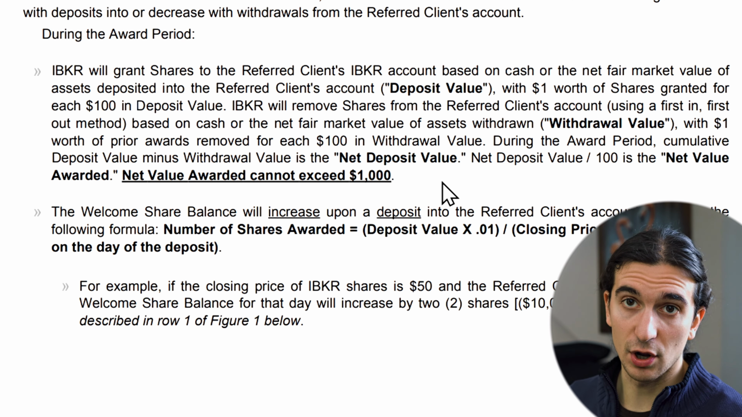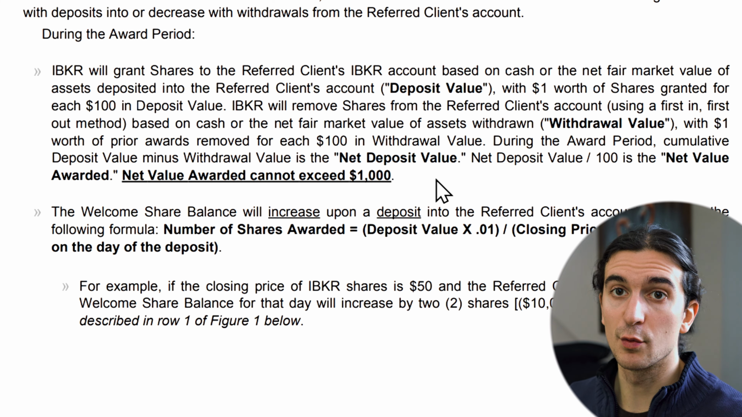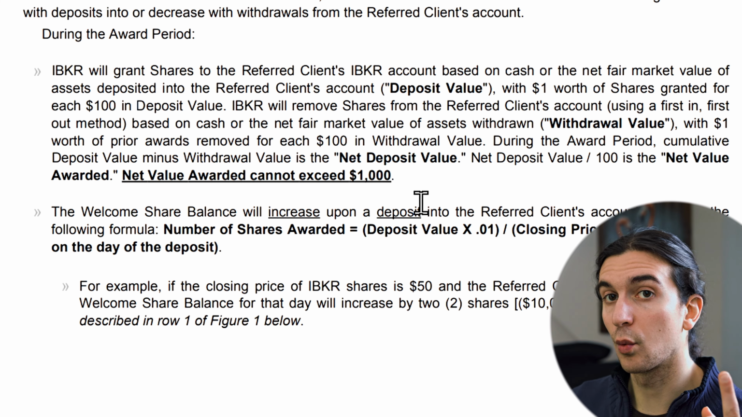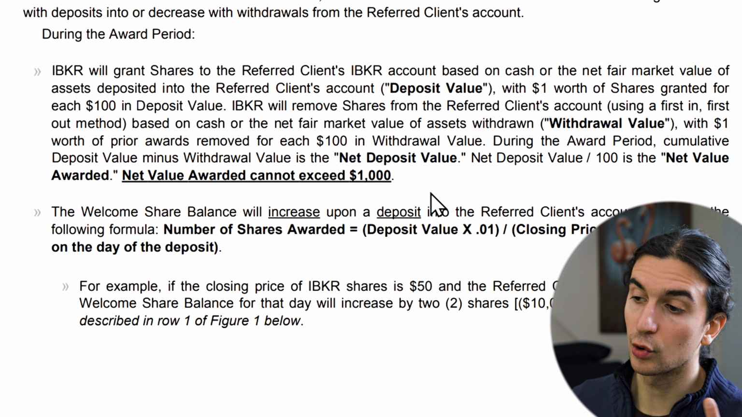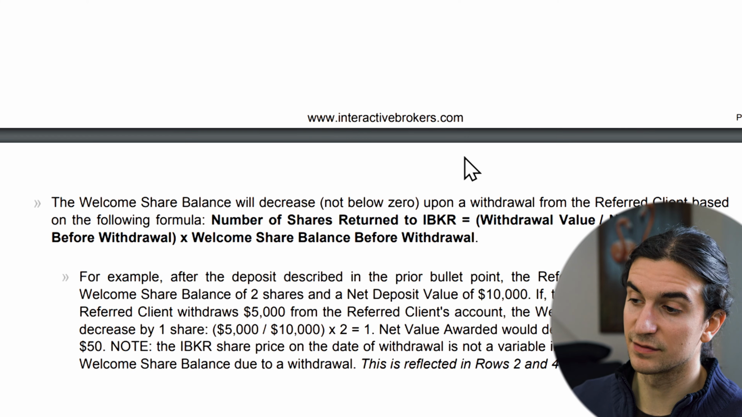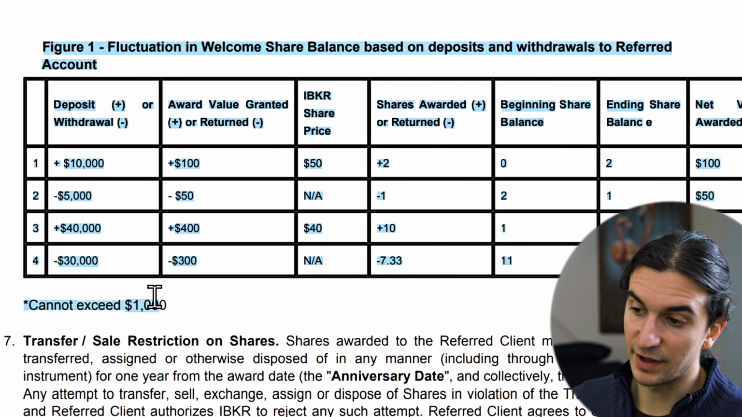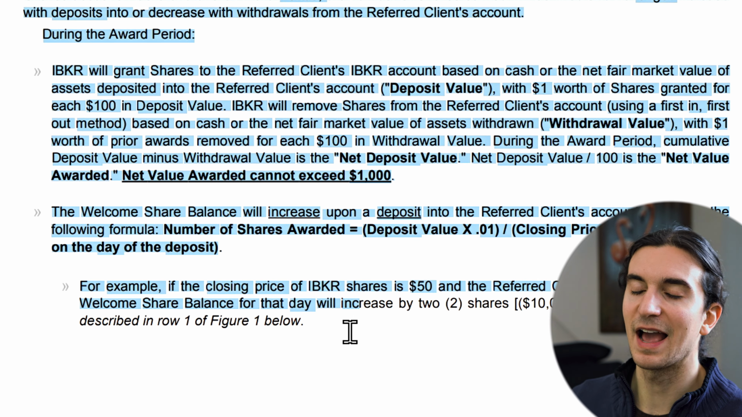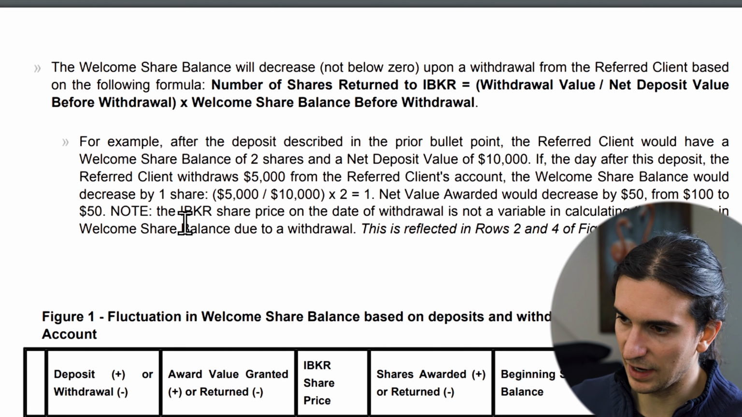For every $100 you deposit into the account as the referred client, you will be eligible to receive $1 worth of Interactive Brokers stock. The total amount they can give you is $1,000 worth of stock. So again, refer to this table down below and you can go over and read the computation of awarded shares, basically how they calculate it and all that. We don't have to go through that in the video.